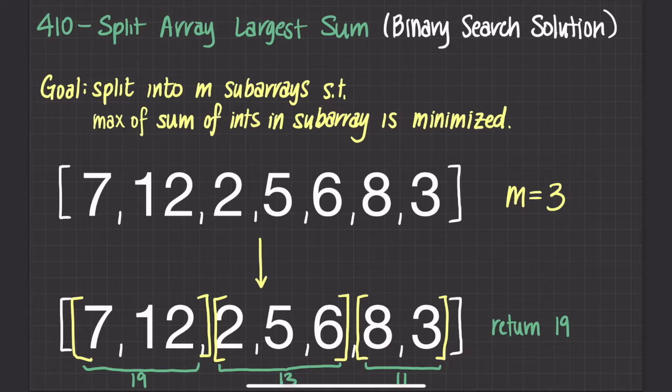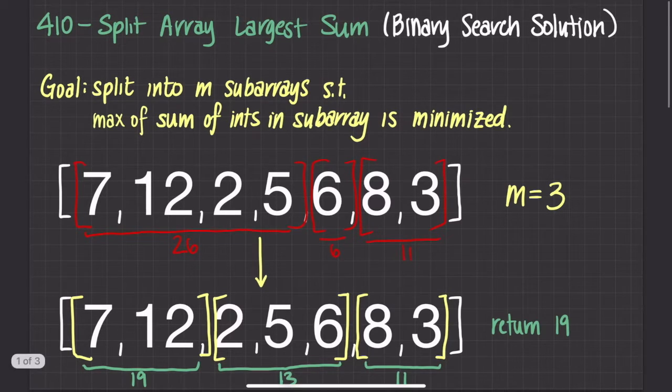For example, one way we could split this array is like so, into m equals 3 subarrays. Here for this subarray we have 6, which is a really small number, and here it's only 11. For this first subarray, we would have a total of 26. For this split in particular, we would have a value of 26. But that's not the best way we can split it.